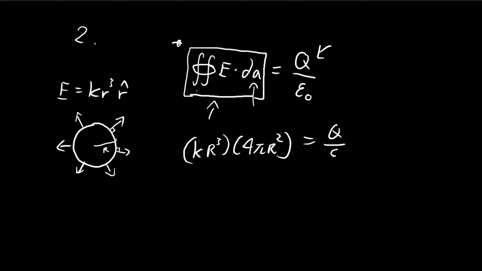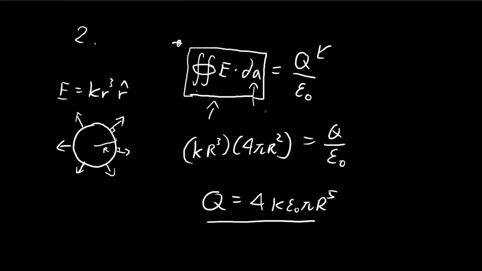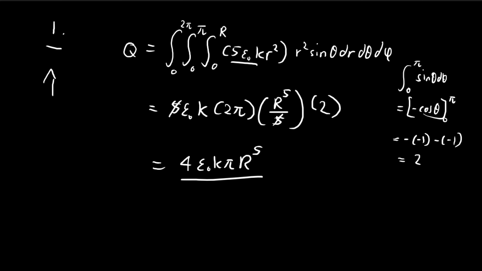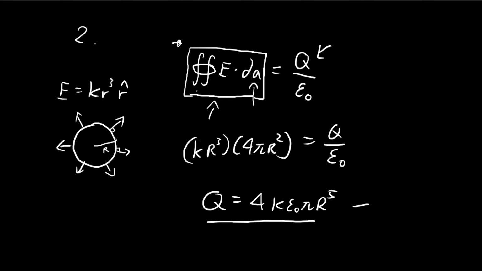So that equals Q divided by epsilon. Rearranging, we get Q is equal to 4k epsilon pi r to the power of 5. And you see that this matches exactly with what we had before. So this is the answer to this problem.